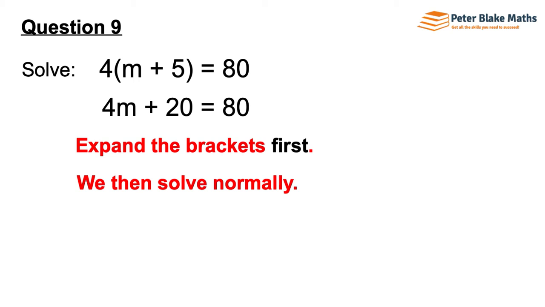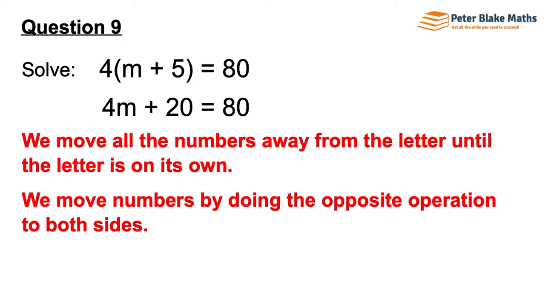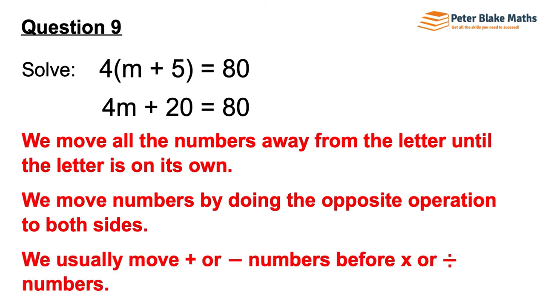And that equals 80. So once we've done that expansion there, we've gotten rid of the brackets, and we can just solve the equation normally by moving the numbers away from the letter until the letter's on its own. We move numbers by doing the opposite operation to both sides. And we usually move plus or minus numbers before we move any multiply or divide numbers.